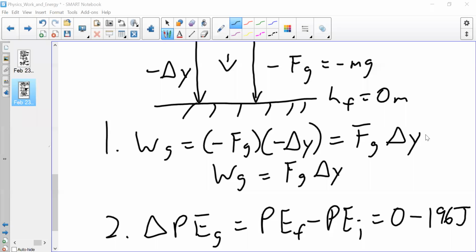Two conditions, two things that are happening when I drop a ball. The gravity is doing positive work because the force and the displacement are in the same direction. So we know that when force and displacement are in the same direction, you're going to have positive work. That's from first principles. We also notice at the same time that as the work done by gravity is positive, the change in potential energy will be negative.